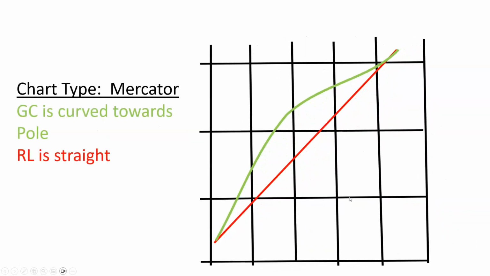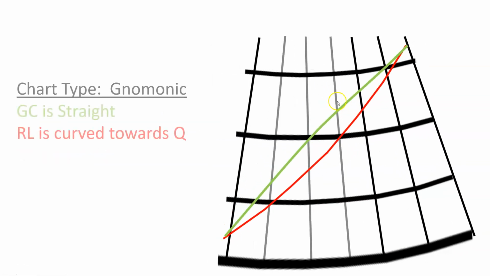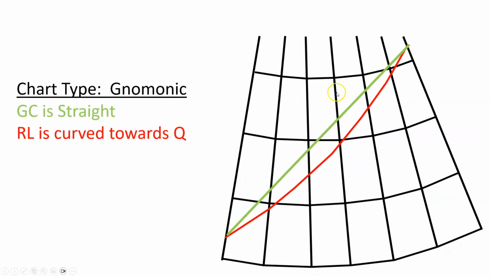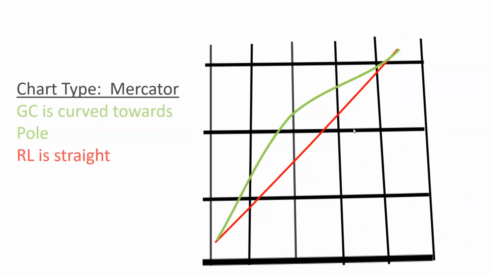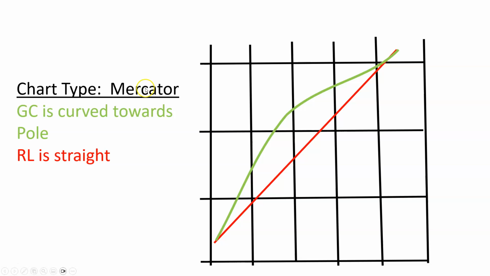But check this out. When I go from a gnomonic chart to a Mercator chart, what I really do is take my meridians and make them parallel to each other. So I stretch them apart, and the closer I get towards the pole, I stretch them more. Then I also have to stretch my latitude. But when I make all these lines parallel to each other, it changes the shape of these lines. The green line will become curved, and the red line will straighten out, just like this. So this is now a Mercator chart.